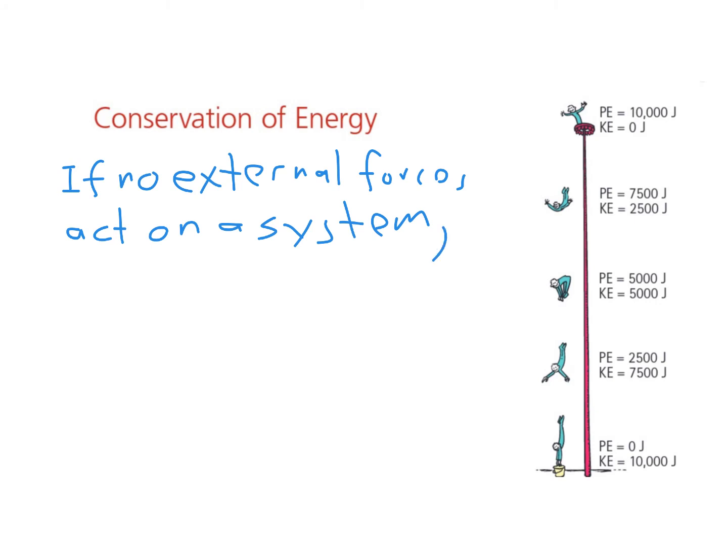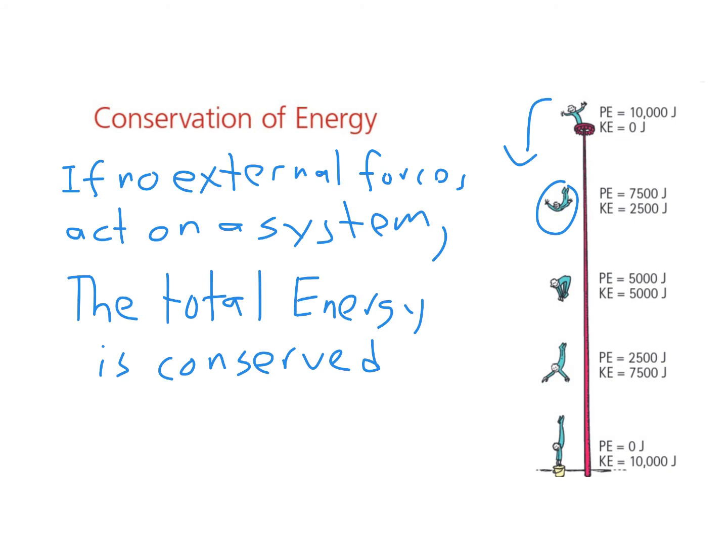If no external forces act on a system, that is, this guy over here doesn't have a jetpack providing thrust or something. He's just leaping off this tower and falling. And so there's no external forces acting on the system. We're only considering gravity in this example. The total energy is conserved. And that is the relationship of conservation of energy.